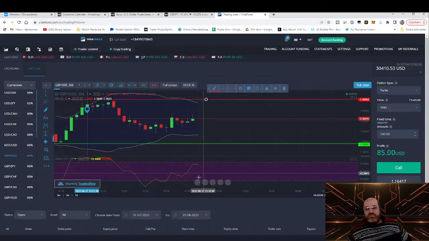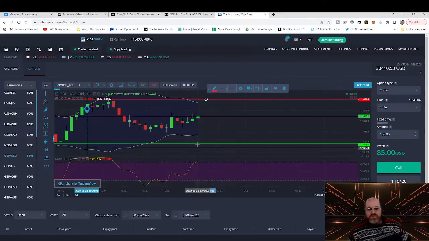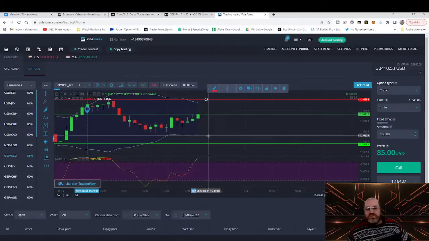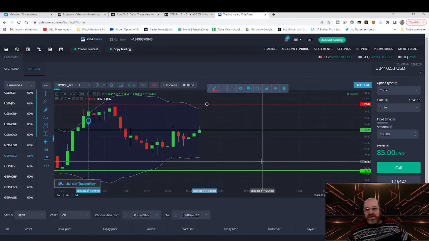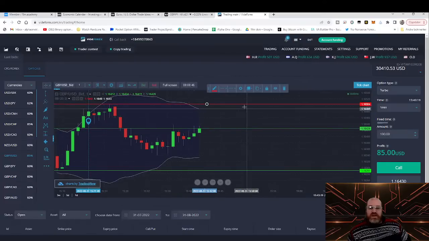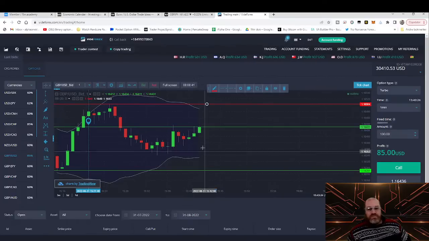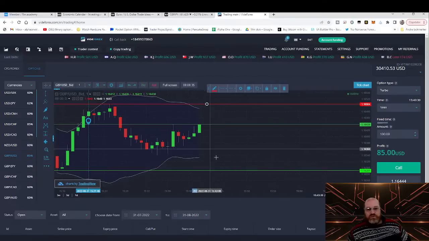Actually, you don't need the stochastic that much. You can do it without the stochastic. The most important are the Bollinger Band and support resistance. We can remove the stochastic and make it more simple. Just follow the Bollinger Band and the support resistance. That is enough, to be quite frankly. So just trading support resistance and Bollinger Band, and you will be golden.